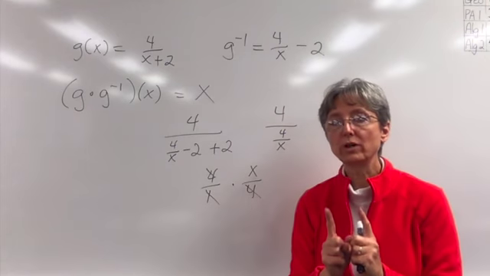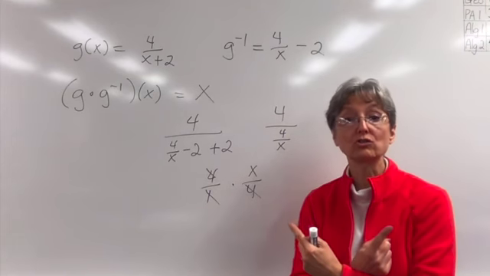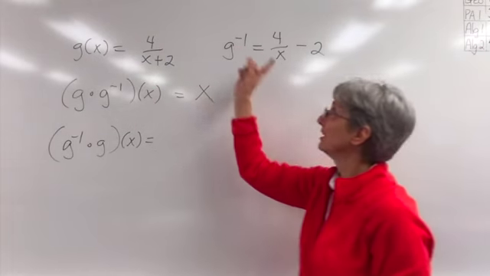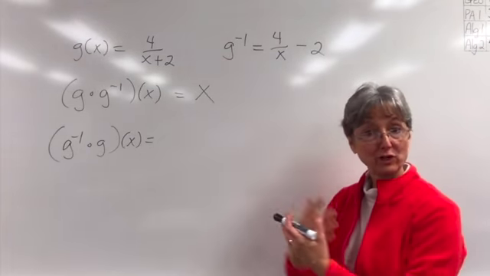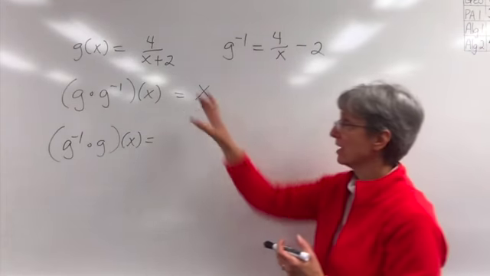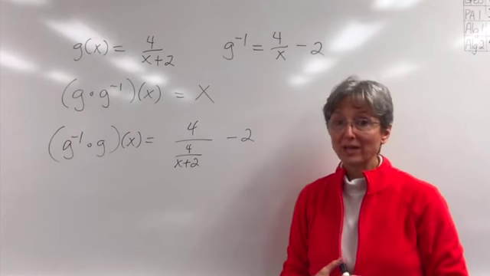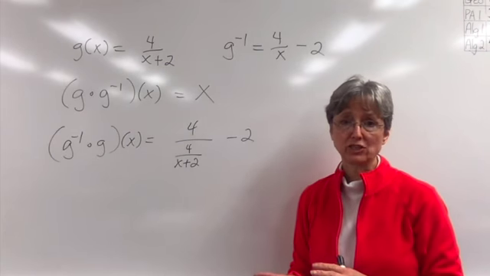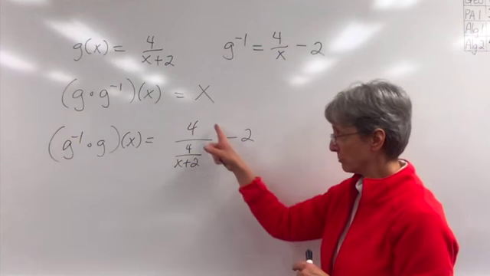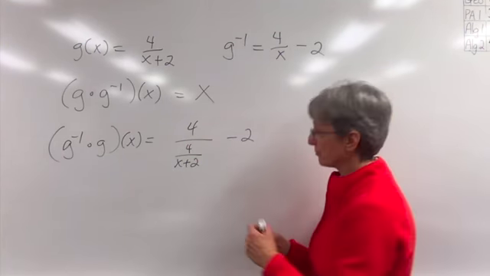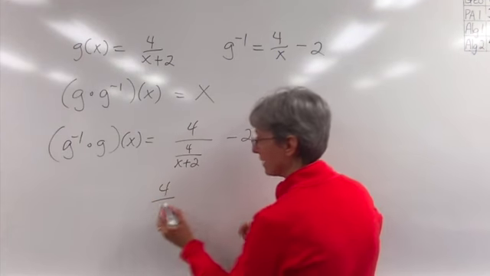If it is a true one-to-one function, then the reverse should also work. Now I'm going to take g of x and put it in my g inverse. I'm going to try the reverse because it should work both ways. I'm going to put this into here. Okay, we have a complex fraction, which makes this tricky. But remember, this means 4 divided by 4 over x plus 2. So let's just go back to elementary.